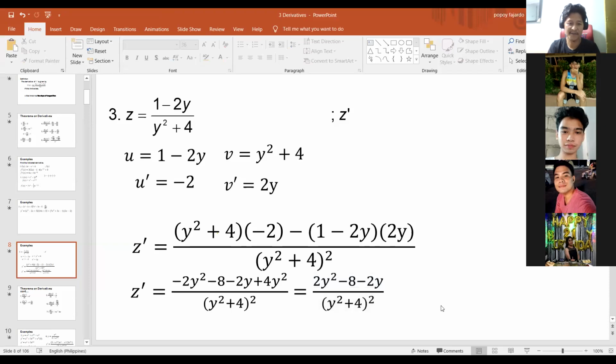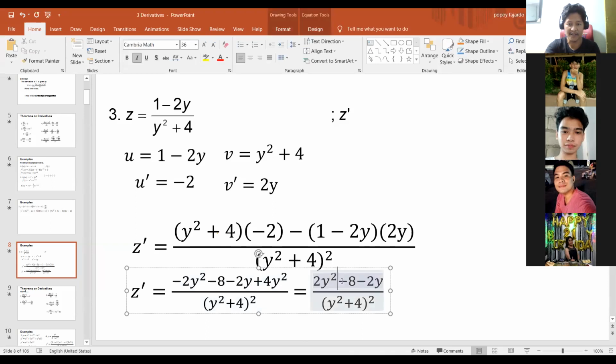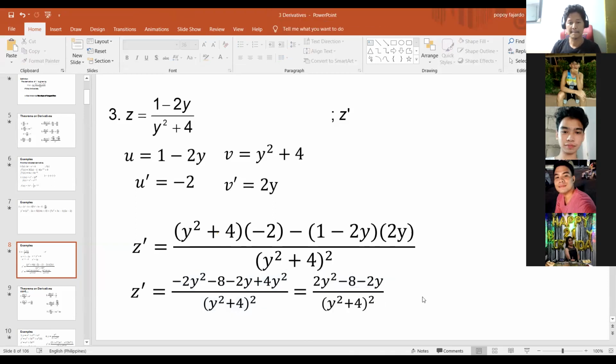Malinaw? So negative 2y squared plus 4y squared, kaya positive 4y squared, kinopya ko na lang yung iba. As is lang. Sir, wala po bang kaso kahit anong letter yung ilagay niyo po dyan? Kunyari po, Q squared, ganun. Wala pong kaso kahit ano pong letter yung nakalagay dyan, sir.